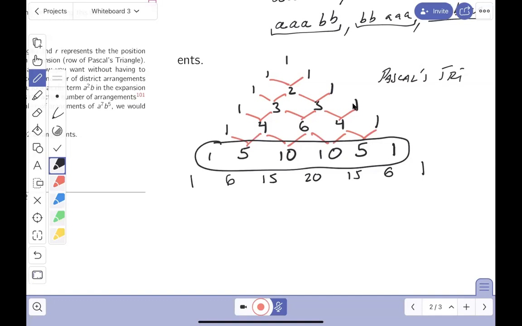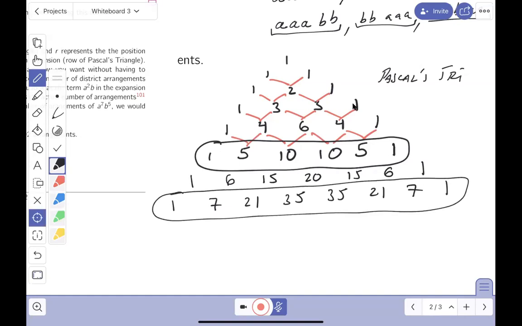You should notice a lot of symmetry to this work. Left to right, these rows are palindromes. Right to left, a palindrome. All right, let's do the next one. 1, 7, 21, 35, 35, 21, 7, and 1. I want to concentrate on this one right over here.